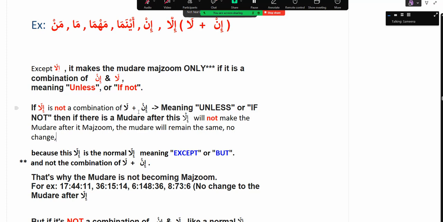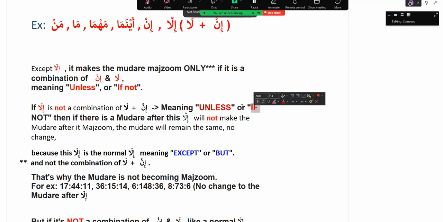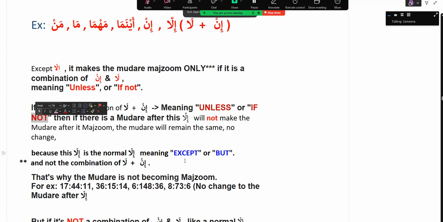And but the combination of in plus la, how do you know this is a different illa? In this in plus la, the meaning is unless, okay, and the normal illa is except or but. Okay, this in plus la is illa, the meaning is unless or if not. Okay, and the other illa is except or but. That is the difference between the normal illa which we learned in our previous lesson and this in plus la illa, that is unless or if not. So you have to look at the translation. Okay.